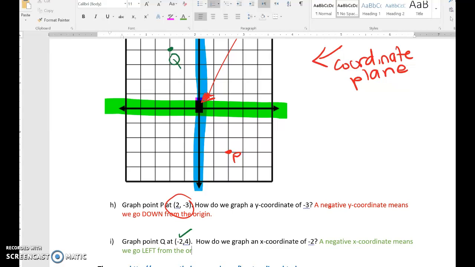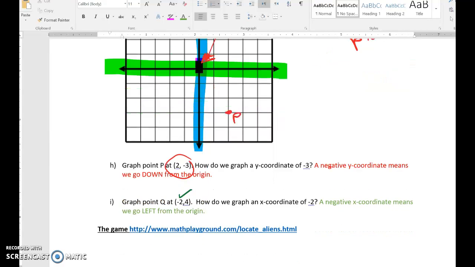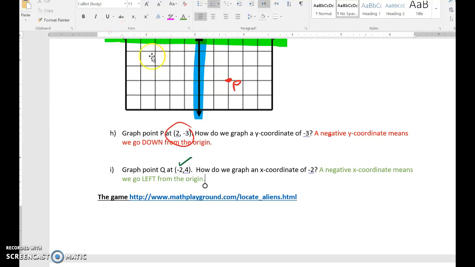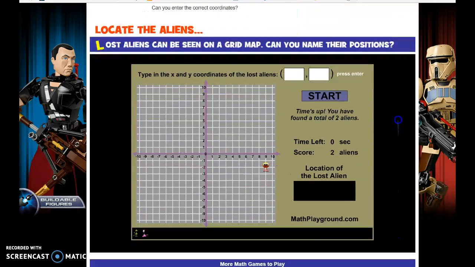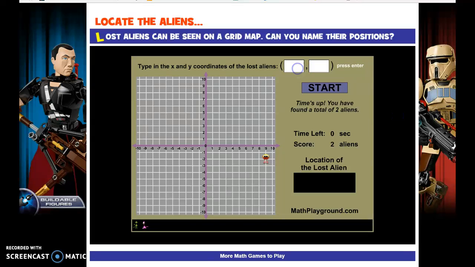Okay. So now is the fun part. You're going to practice identifying coordinates. You're going to click on this link, okay, that will be on Classroom, and we're going to take you there. We're going to play a game called Locate the Aliens, okay? And so you have to type in the coordinates.